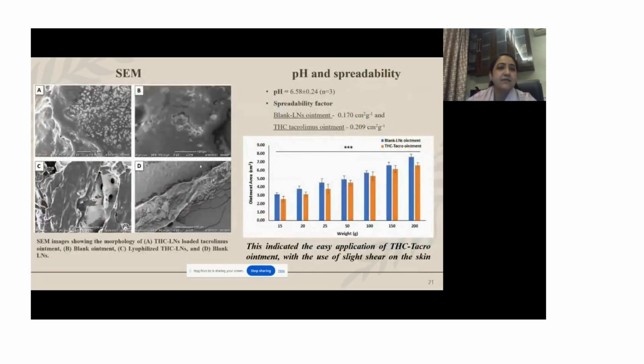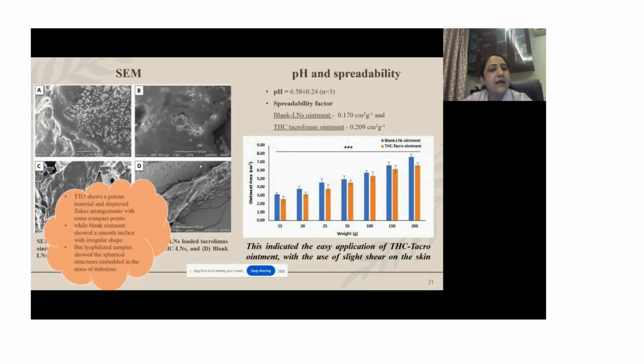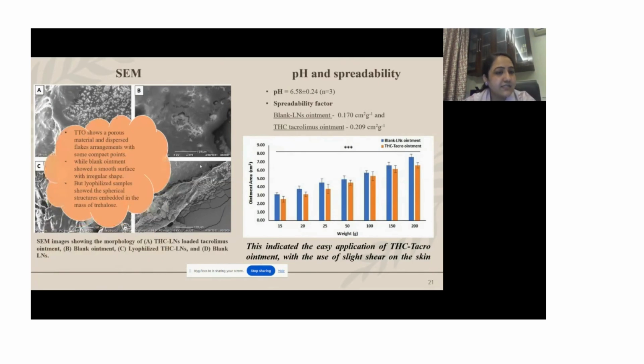So next is SEM, that is scanning electron microscopy. With the help of SEM, we observe the morphology of our particles, and TTO is THC SLN's tacrolimus ointment. It shows the porous material and dispersed flake arrangement with compact point. But in terms of blank ointment, it shows the smooth surface with irregular shape. And in the lyophilized sample, we can see the spherical structure embedded in the mass of trehalose, as we can see in the picture also.